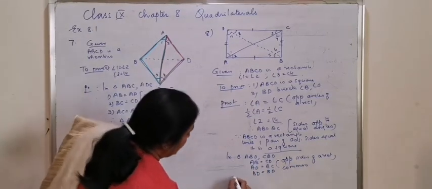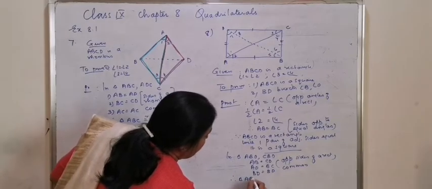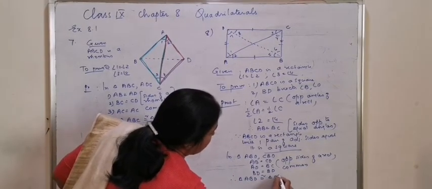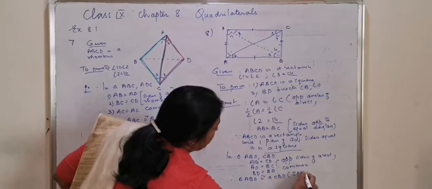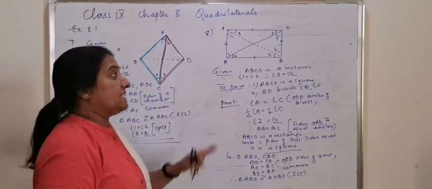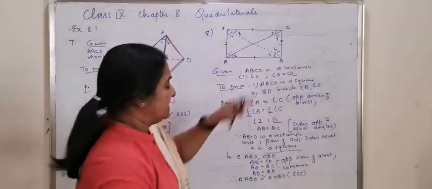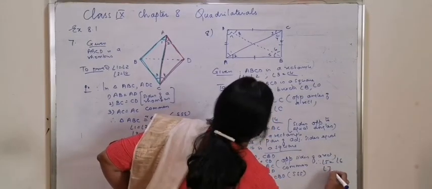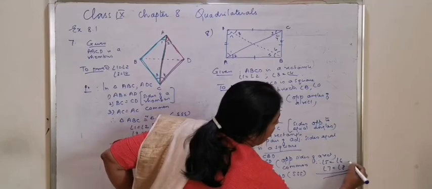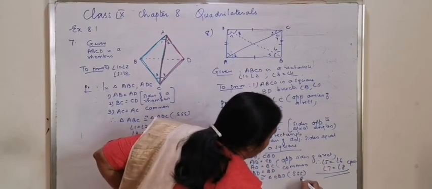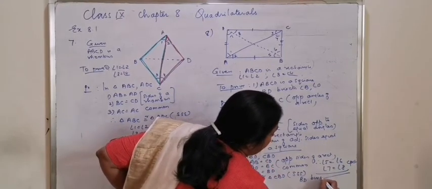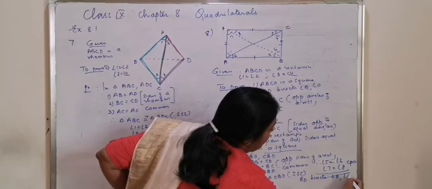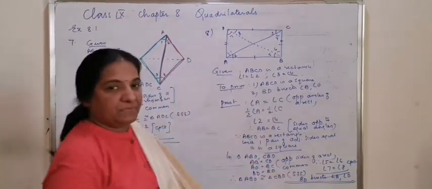Therefore, triangle ABD is congruent to triangle CBD by SSS. Immediately, by CPCT, angle 5 is equal to angle 6 and angle 7 is equal to angle 8, so the diagonal BD bisects angle B and angle D.